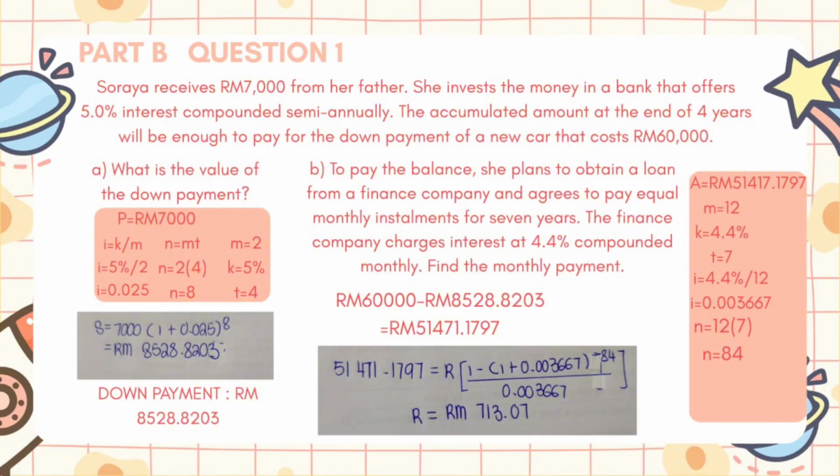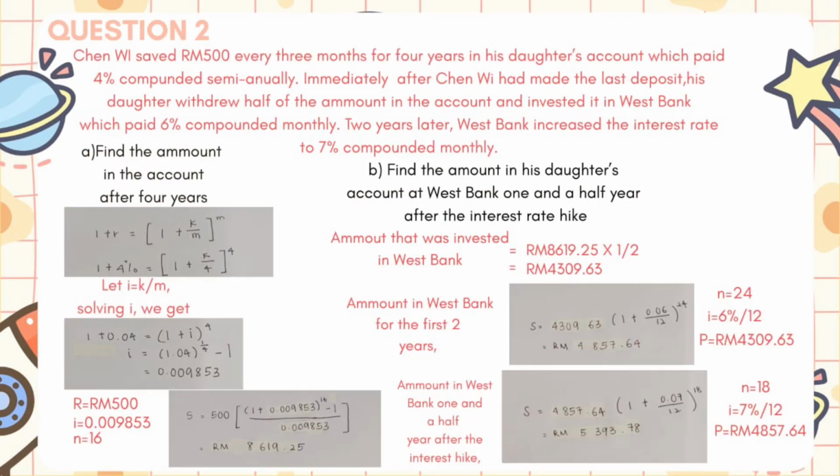So we will take the original price and minus the down payment, which equals 51,471.1797. So we will use A equals R bracket 1 minus bracket 1 plus I bracket power negative n over I bracket. So A is 51,471.1797, I is 0.003667, N is 84. R will be equal to RM 713.07.